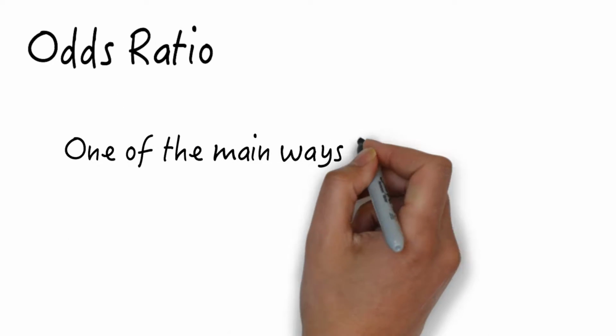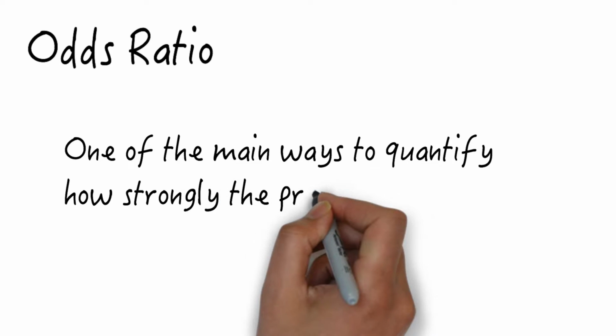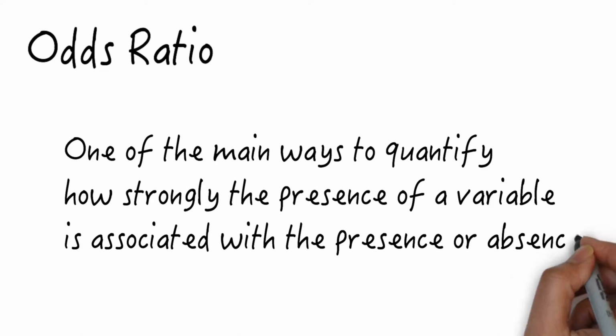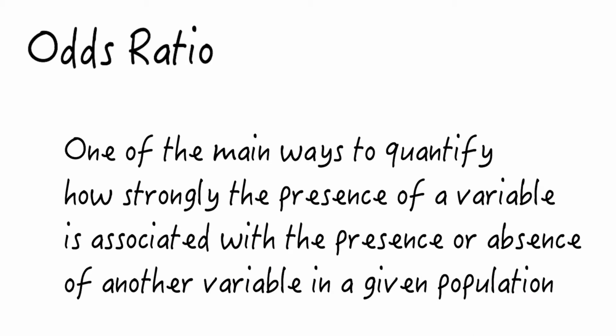The odds ratio is one of the main ways to quantify how strongly the presence of a variable is associated with the presence or absence of another variable in a given population. Imagine that I want to study the association between thrombosis and pulmonary embolism in patients with PICS.